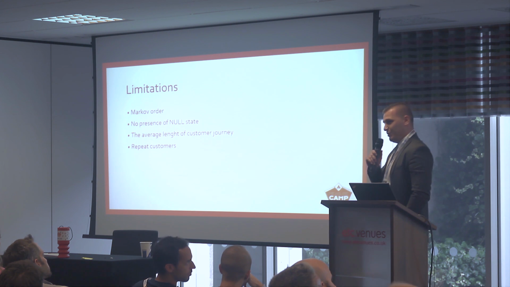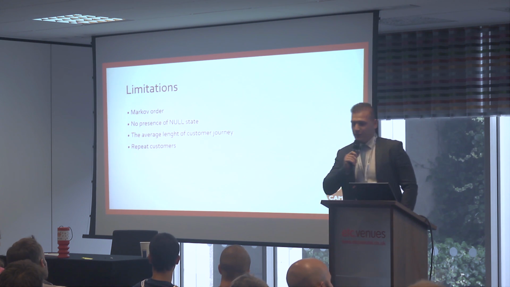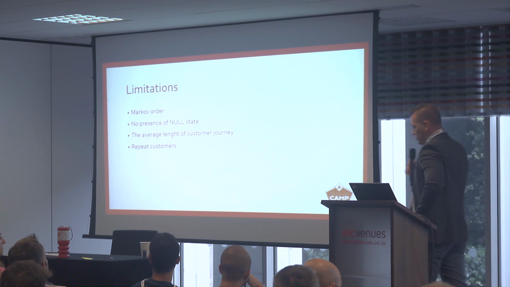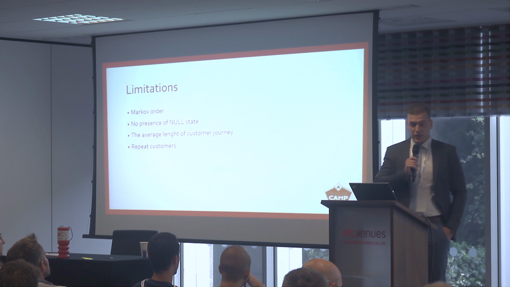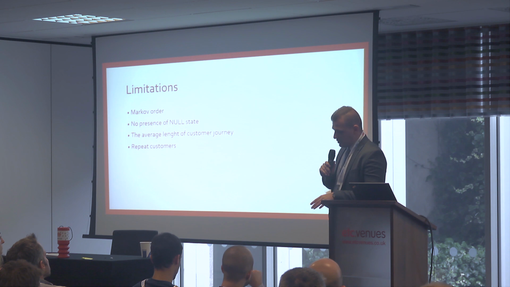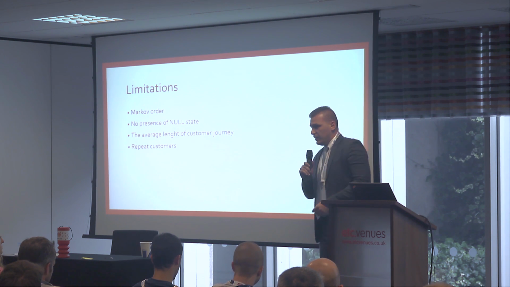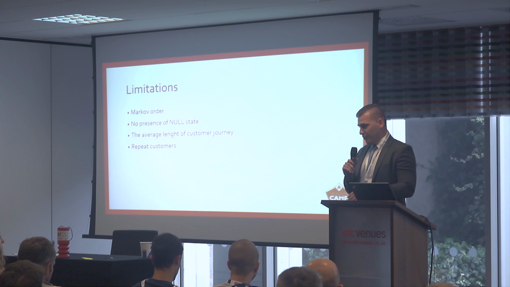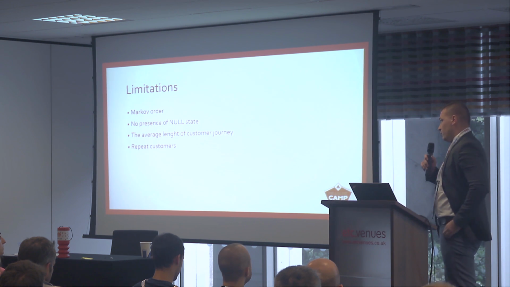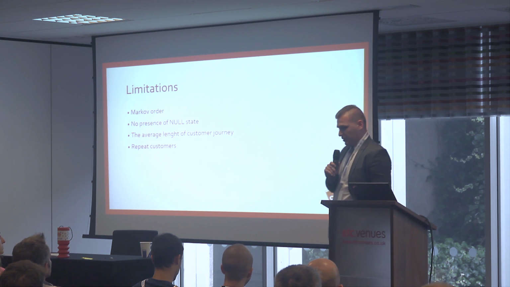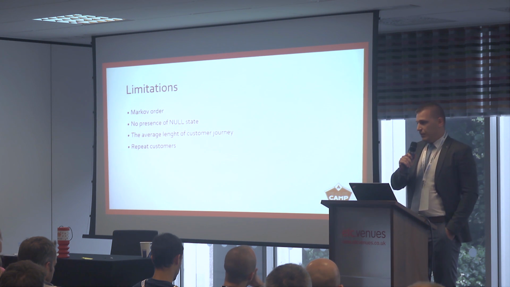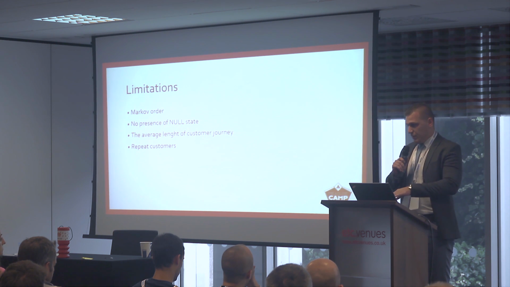And now I'm going to the limitations. So the first limitation I would like to mention is the Markov order. Right now in my model I used the first Markov order. Let me explain it to you. The probability of the customer going from the current step to another step is influenced only by the step I'm currently in. So for example, if I'm using social media, the probability of going to the website via email marketing is affected only by the fact that I'm right now in social media.